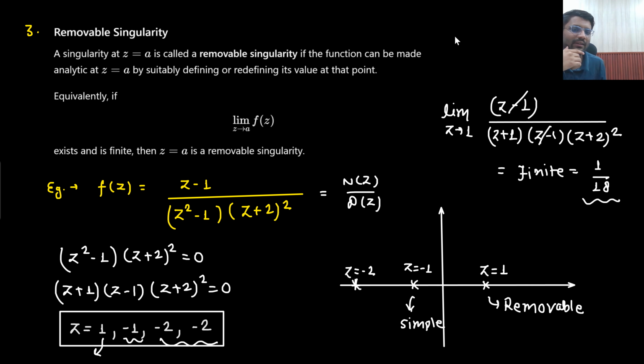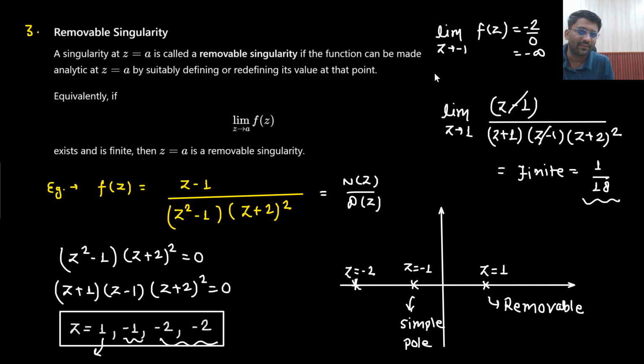Is it removable? What I am asking is limit z tending to minus 1 of f(z). What will be the answer? Sir, at minus 1 it will become minus 2 divided by 0. That will be minus infinity. That means the limit will not exist here. That means yes, it is a pole. But what kind of pole? It is a simple pole, because it is repeated only once. It is coming only once.